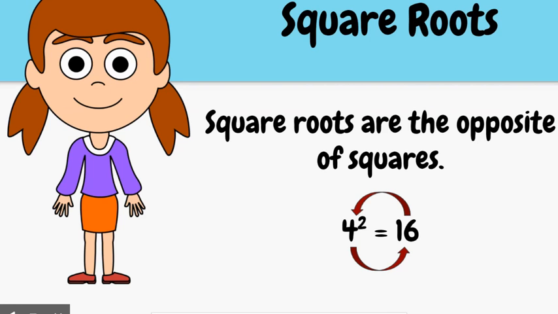Again, square roots are the opposite of squares. This little illustration might help you to remember that. It's almost like a cycle. Look at it like a cycle. 4 squared equals 16, but the square root of 16 equals 4. Okay?